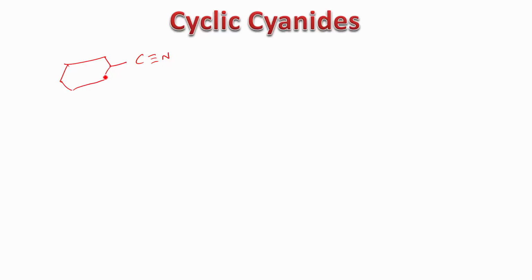Very similar to carboxylic acids. We call this cycloalkane, and this, when it exists outside the ring, would be called carbonitrile. And by default, the alpha carbon here in the ring is given the position number 1.